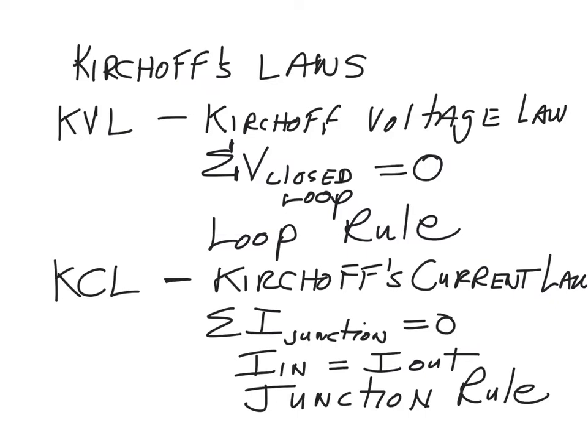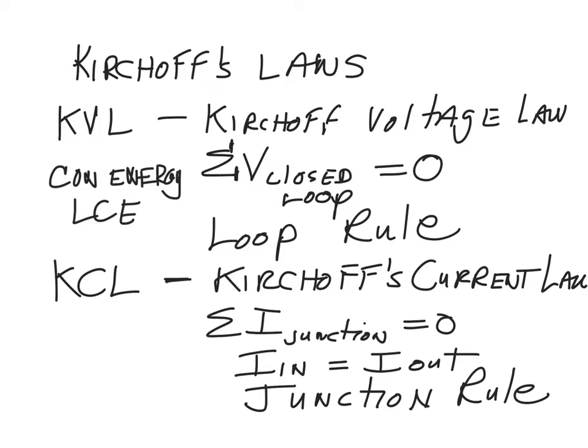And that is based on the law of conservation of energy, because voltage is related to energy. Any energy that is supplied by a battery has to be taken out by the resistor. Energy has to be conserved. So when you go around a closed loop, the sum of the voltages has to be 0. And you'll see what this looks like when we apply it to a circuit.